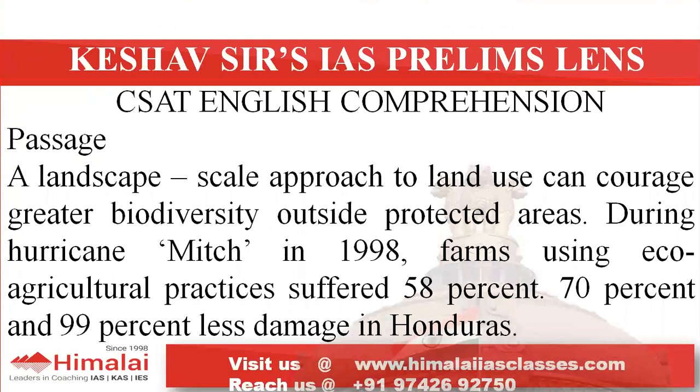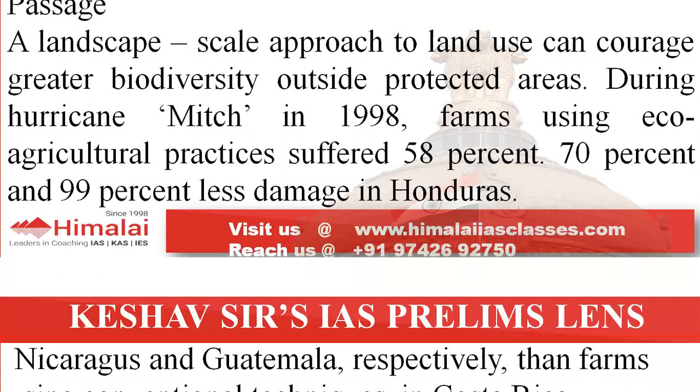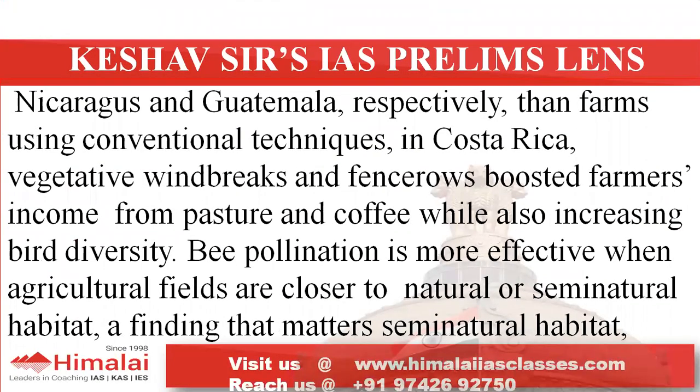The next thing is CSAT English comprehension. The passage is given. A landscape scale approach to land use can encourage greater biodiversity outside protected areas. Outside protected areas, remember this. During Hurricane Mitch in 1998, farms using eco-agricultural practices suffered 58%, 70%, and 99% less damage in Honduras, Nicaragua, and Guatemala, respectively, than farms using conventional techniques in Costa Rica.